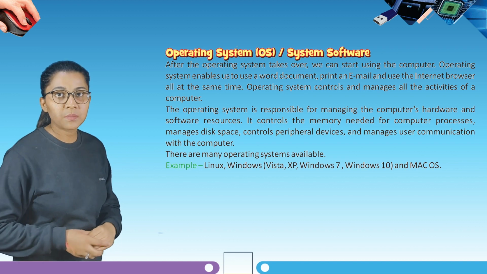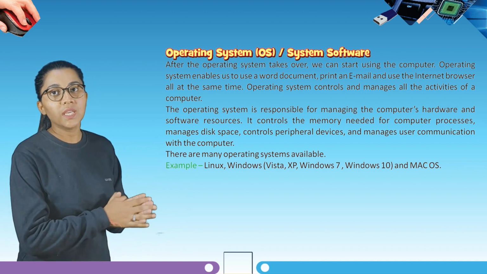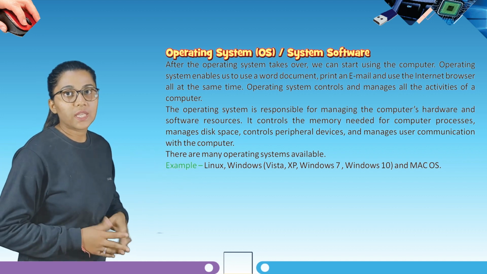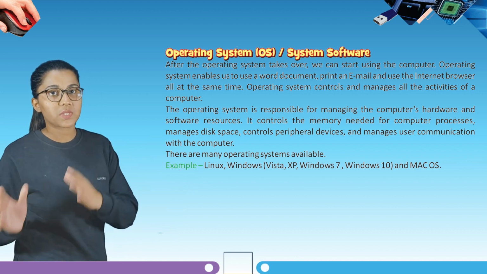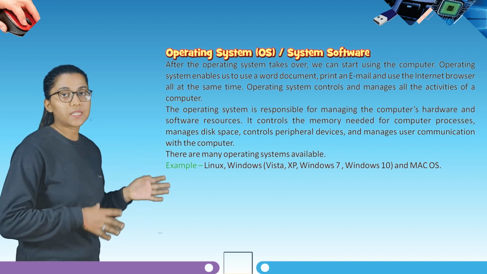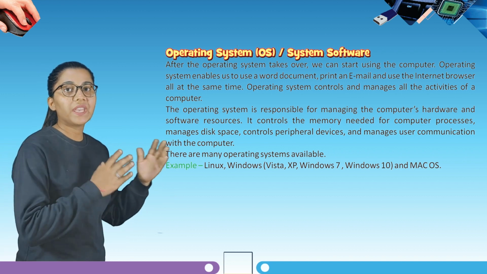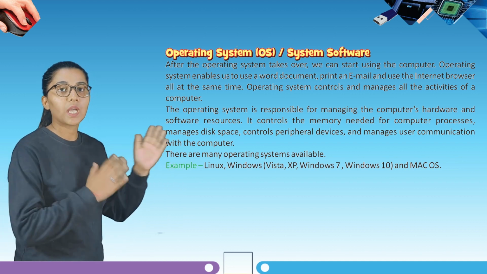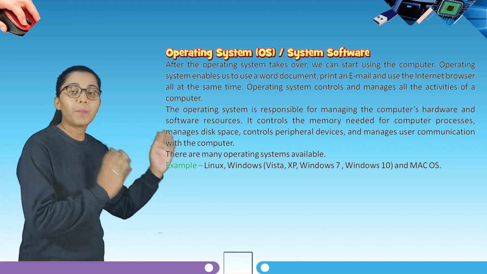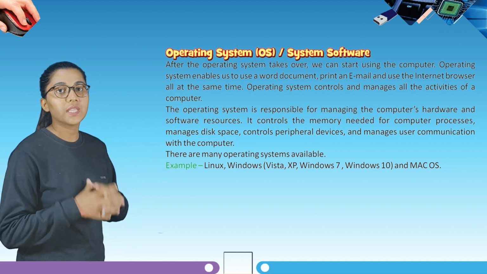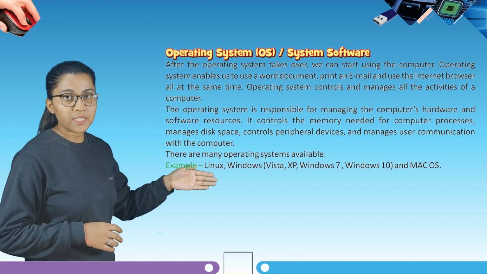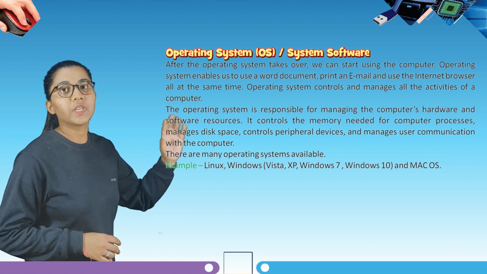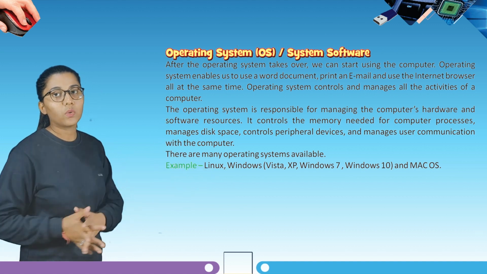The operating system is responsible for managing the computer's hardware and software resources. It controls the memory needed for computer processes, manages disk space, controls peripheral devices, and manages user communication with the computer. There are many operating systems available, for example, Linux, Windows, that is Vista, XP, Windows 7, Windows 10, and Mac OS.